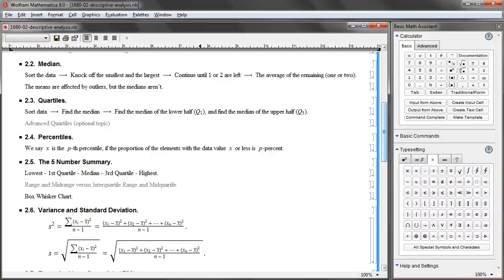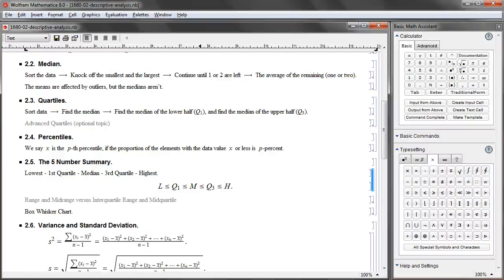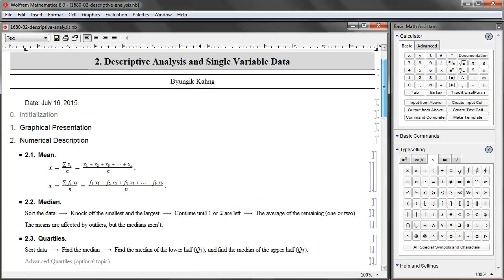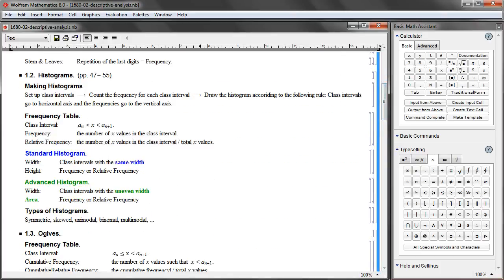Okay, here it is. The 5-number summary consists of these 5 numbers: the lowest entry, the first quartile, median, third quartile, and the highest. So these 5 numbers, L, the lowest, Q1, the first quartile, M for median, Q3 for third quartile, and H for highest, describe the entire data set pretty well, as a matter of fact, especially when your data set is kind of symmetric and unimodally distributed, as you see in this picture.